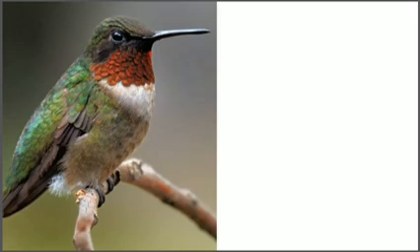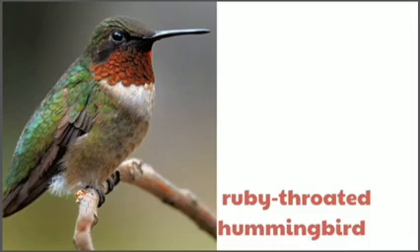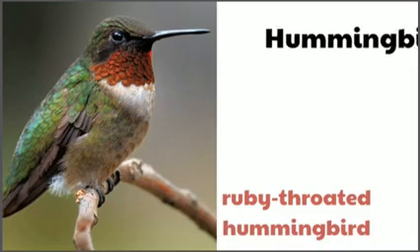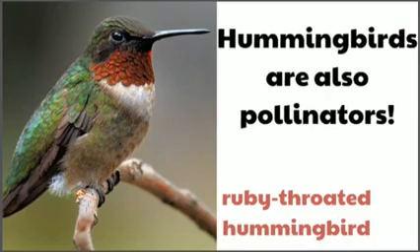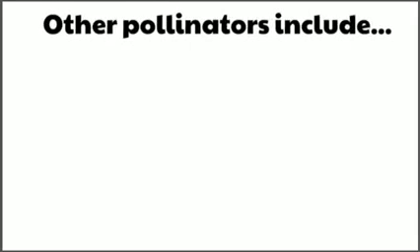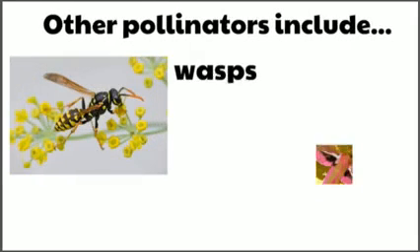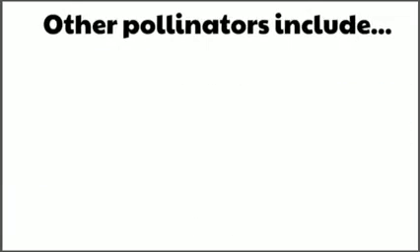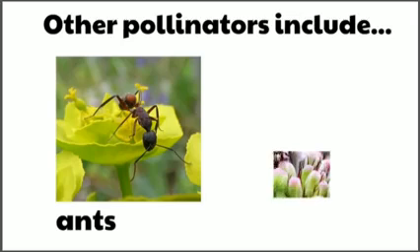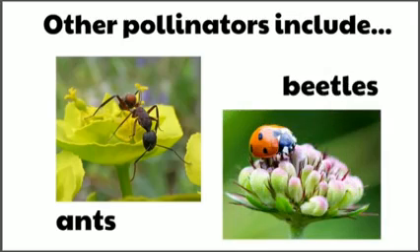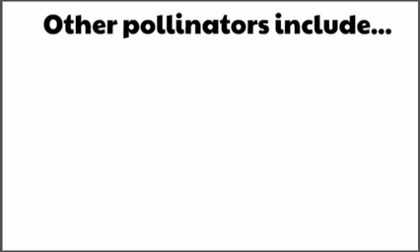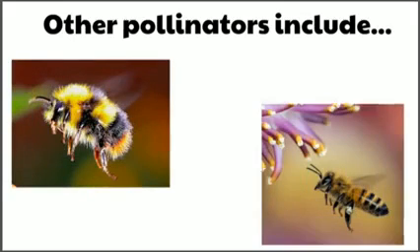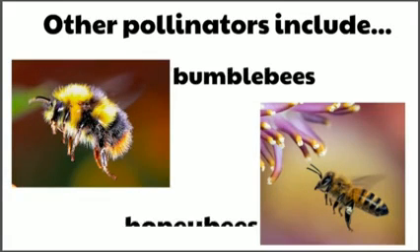What's this little guy called? Great job! This is a hummingbird. It's a ruby-throated hummingbird, and hummingbirds are also pollinators. Other pollinators include wasps and moths. Ants and beetles like this ladybug are pollinators too. These other pollinators are very well known. They are bumblebees and honeybees.